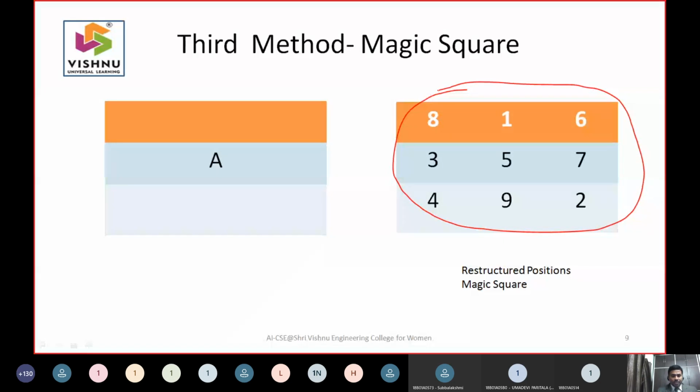And assume that A has played the first move. And B will be playing next. What is the position of A? Can somebody tell me what is the position of A? 5. Is it right? 5.